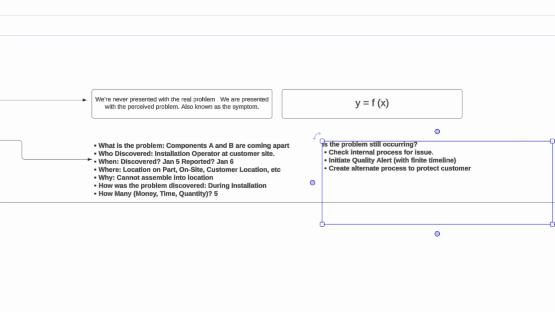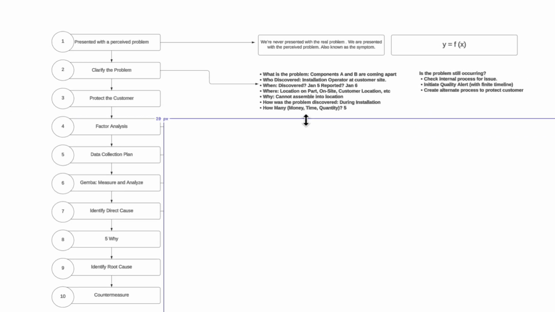And if there are issues, if we pull a sample and we still see the issue, then we have to initiate some kind of quality alert and then define an alternate process to protect the customer. Step number four is factor analysis.